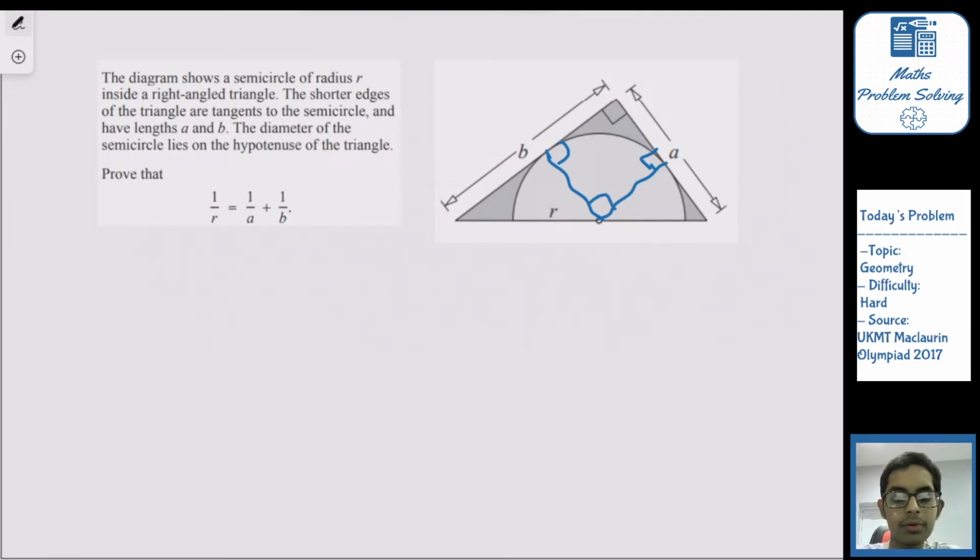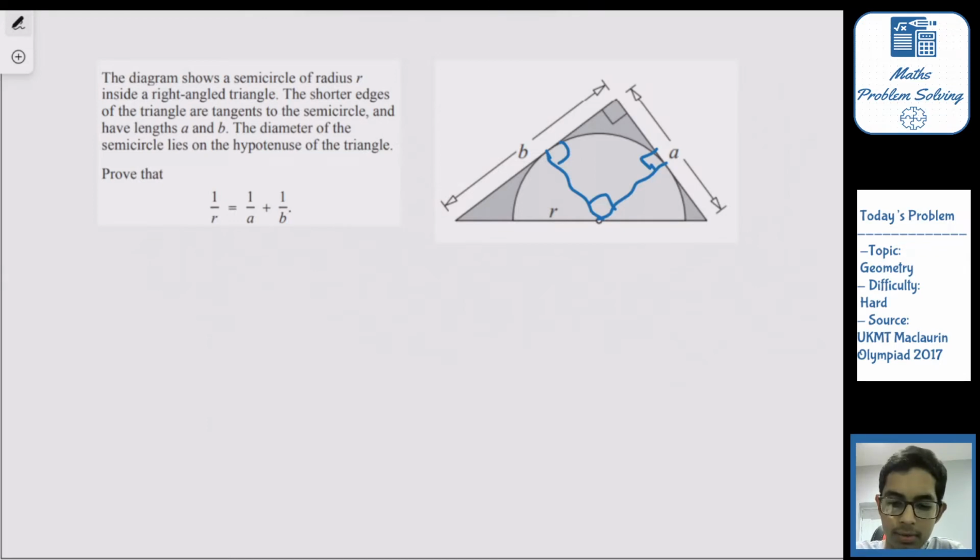So let's just draw a fourth one here. It might not help us, but it's just good to draw these pieces of information on, since you never know, they might help you. The diameter of the semicircle lies on the hypotenuse of the triangle. Okay, and we need to prove that 1 over r equals 1 over a plus 1 over b.